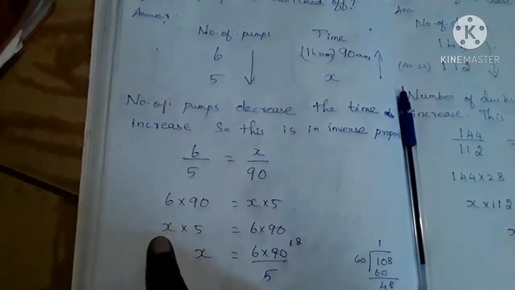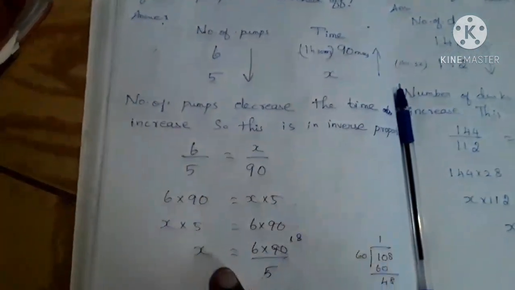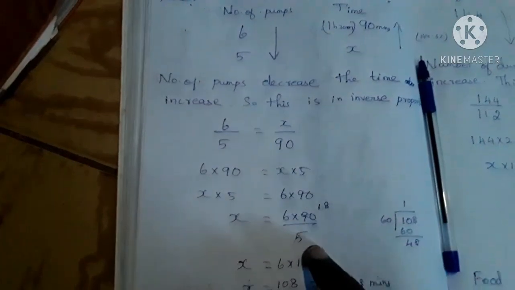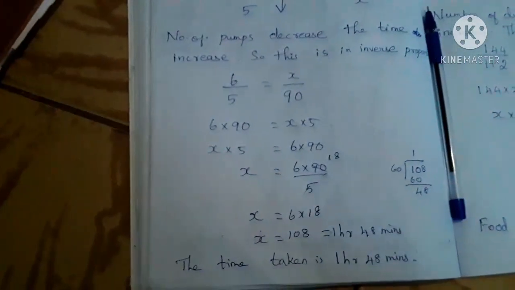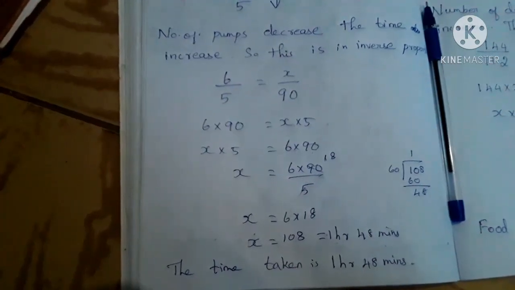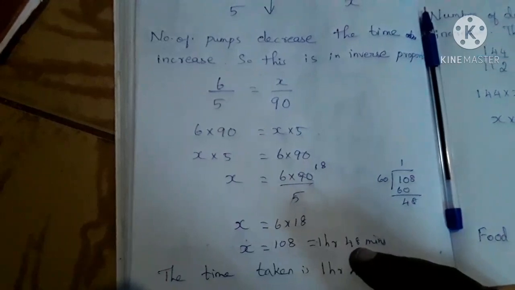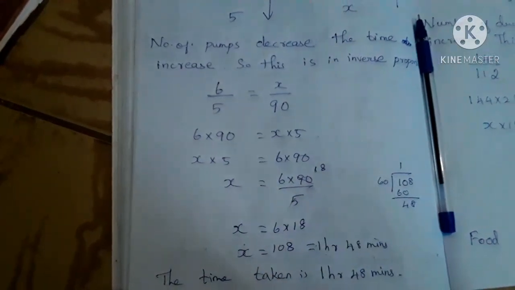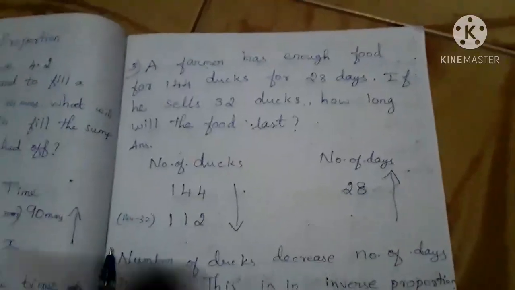We have to bring x to the left side, variables to the right side. So x we want, we keep as 6 into 90 divided by 5. 1 5 is 5, 18 5s are 90. 6 into 18 is 108. 108 we change into time: 1 hour 48 minutes. The time taken is 1 hour 48 minutes.